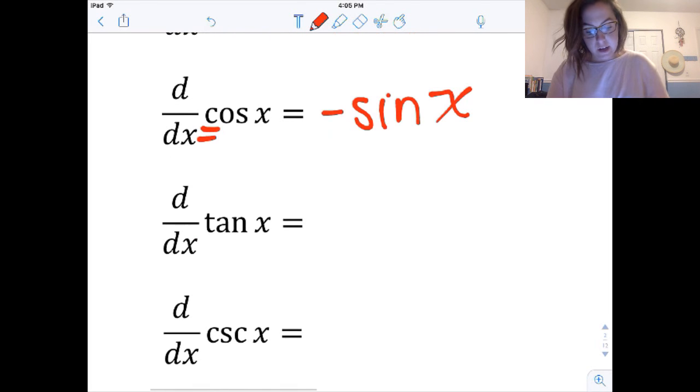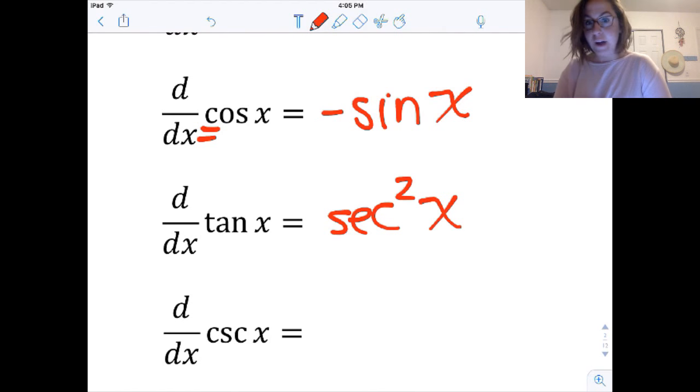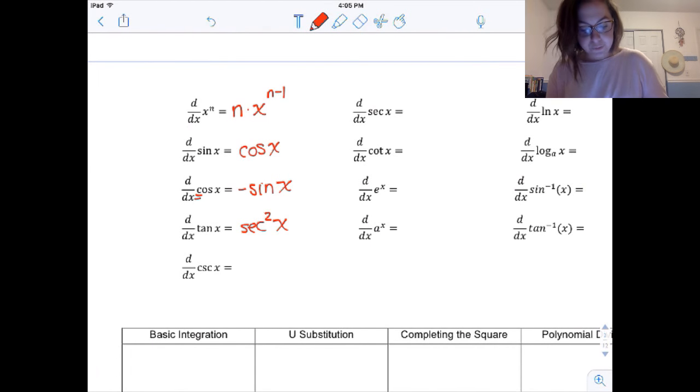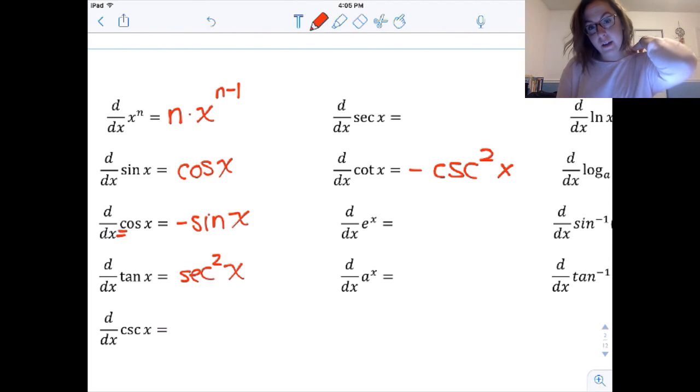Derivative of tangent is secant squared. Okay, oft forgotten, but very important. Derivative of tan is secant squared. Derivative of cotan then, and these are going to kind of be linked together, is negative cosecant squared. Okay, those are related, right? Tan, cotan, sine, cosine. And then secant and cosecant are related.